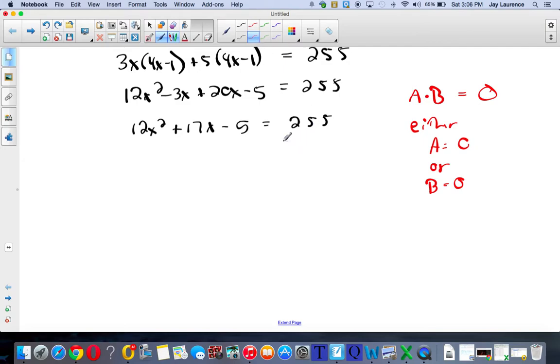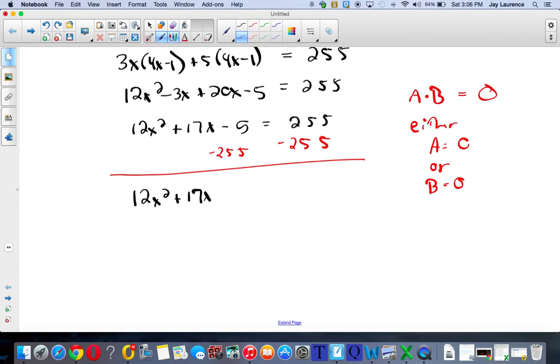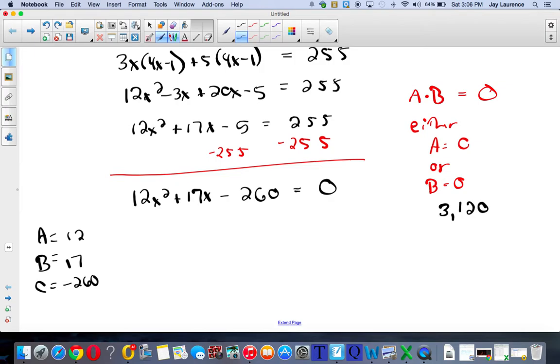So first thing I'm going to do is subtract 255 from both sides. And when I do that, I get 12x squared plus 17x minus 260. That's going to equal 0, right? Okay, now I'm looking for a GCF and I don't see one. So I'm going to go ABC, ABC. Easy as 12, 17, negative 260. All right, so 12 times 260, product of A and C, is 3,120.